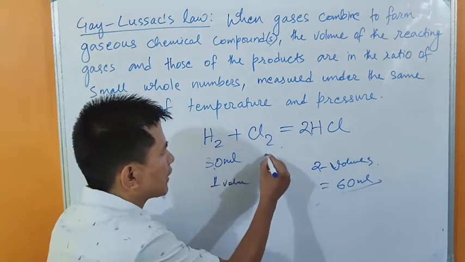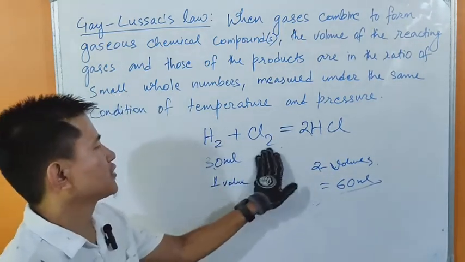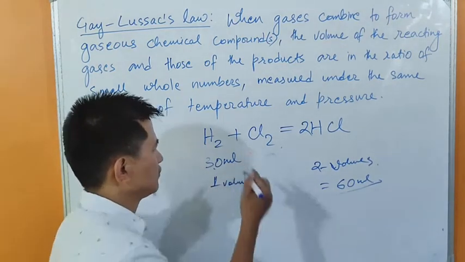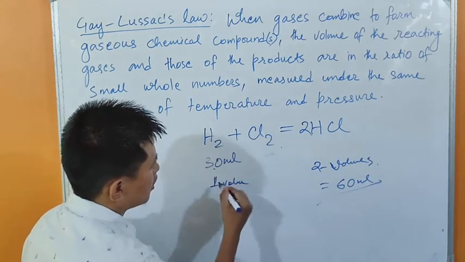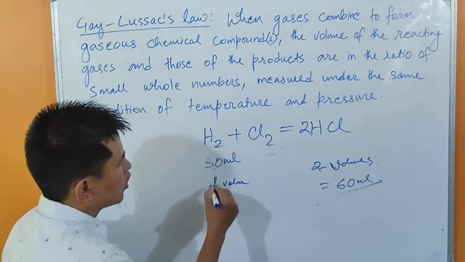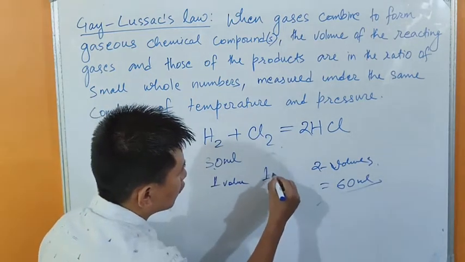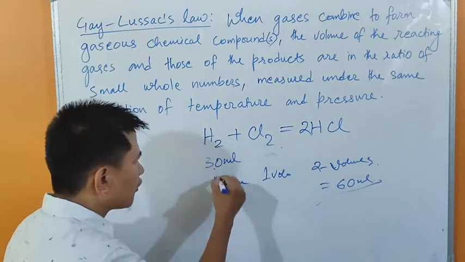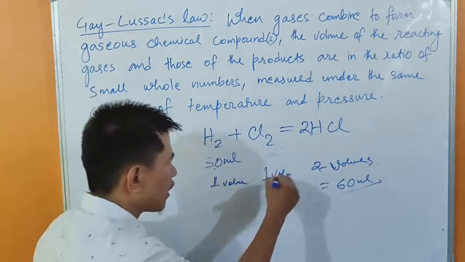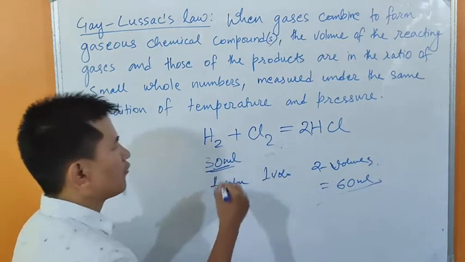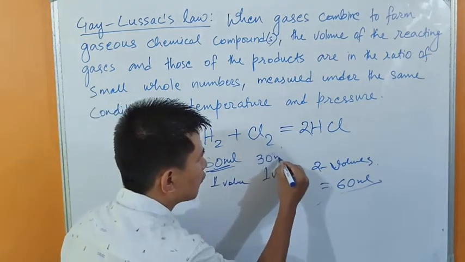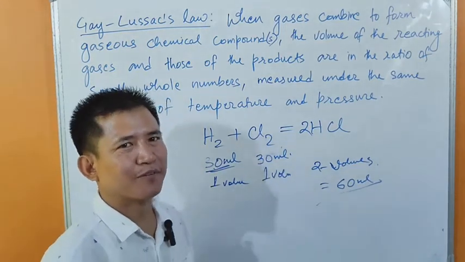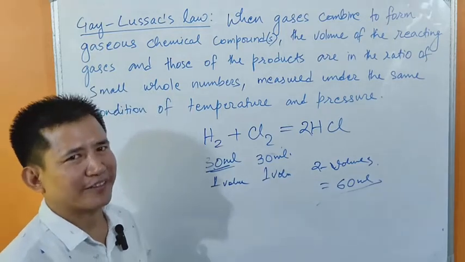So how much chlorine will be required if the question is asked? Since one volume of hydrogen requires one volume of chlorine, you can see one in front of chlorine, one volume, one in front of hydrogen. One volume of hydrogen requires one volume of chlorine to produce two volumes of HCl. So one volume of hydrogen requires one volume of chlorine, means 30 ml of hydrogen will require 30 ml of chlorine. Got this? Now let us do some numerical problems to understand this law better.